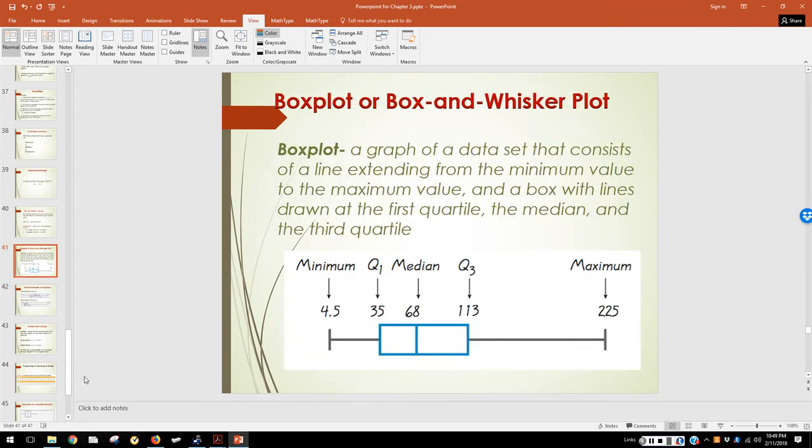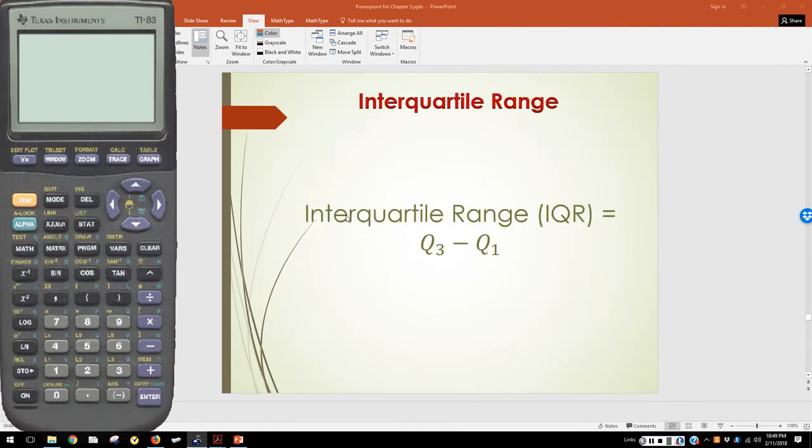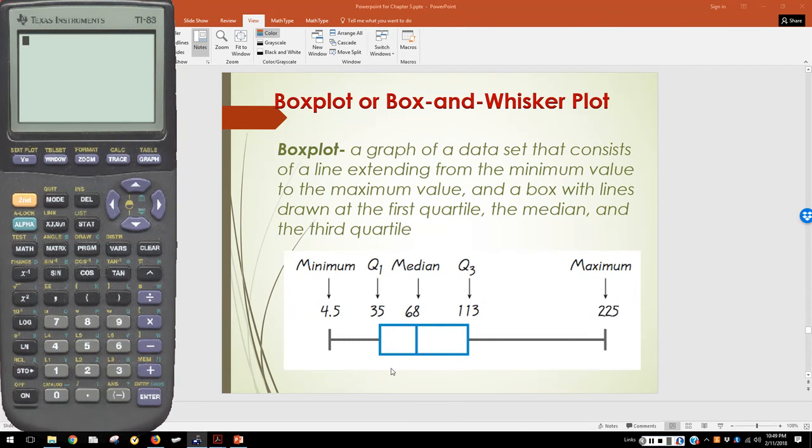In order to determine if that's an outlier, what we'll do is we will actually calculate the fences. And I'm going to go back one slide to show you how to calculate that. So Q1 minus 1.5 times the interquartile range. For the set of data we're looking at, the interquartile range is 113, which is the value of Q3, minus 35, which is the value of Q1.